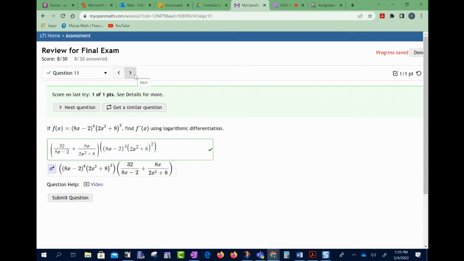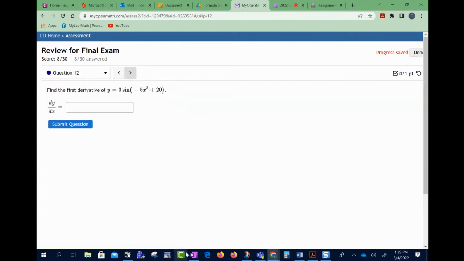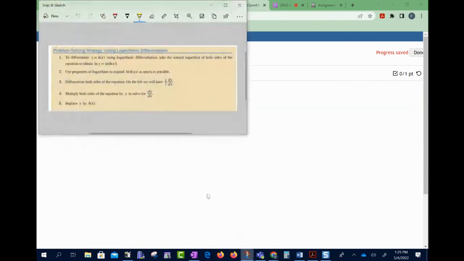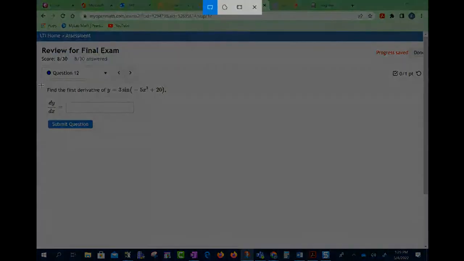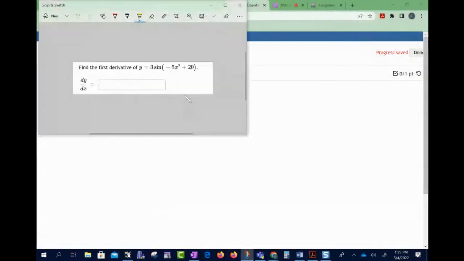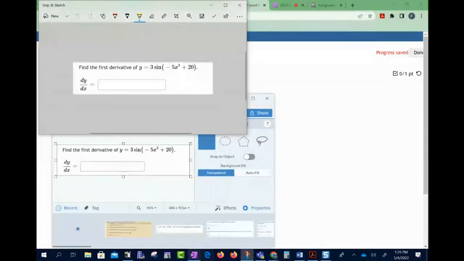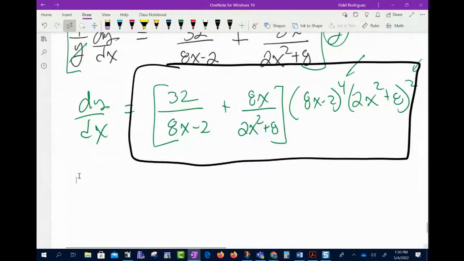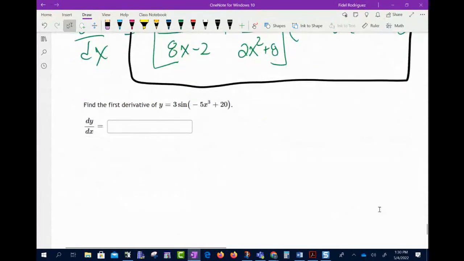Okay, let's take a look at question number 12. All righty. This one looks a little bit more straightforward. Let me copy this and paste it right there. Find the first derivative of y equals 3 sine of negative 5x to the third plus 20. So we're going to find our y prime.